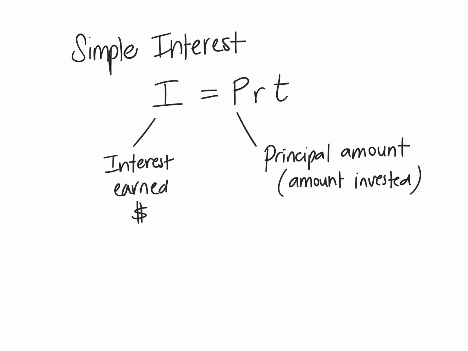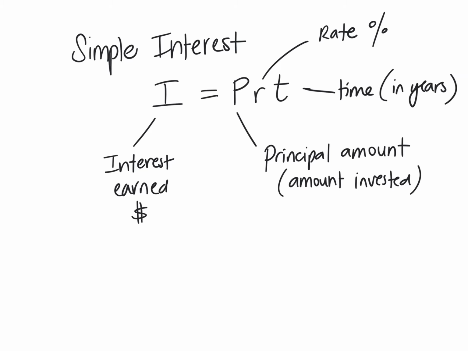And then the bank picks a rate. So I gave an example before where the rate was 5%. It's always a percentage. You multiply it by the length of time, and it's always the time in years, okay? It's calculated for every year because obviously the longer you keep it in the account, the more money you're going to make.